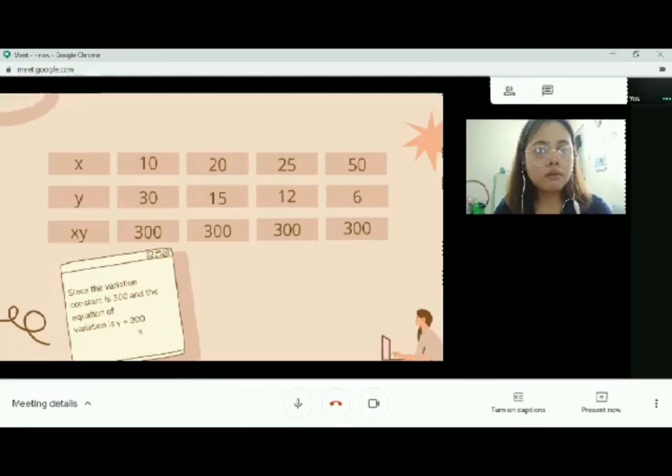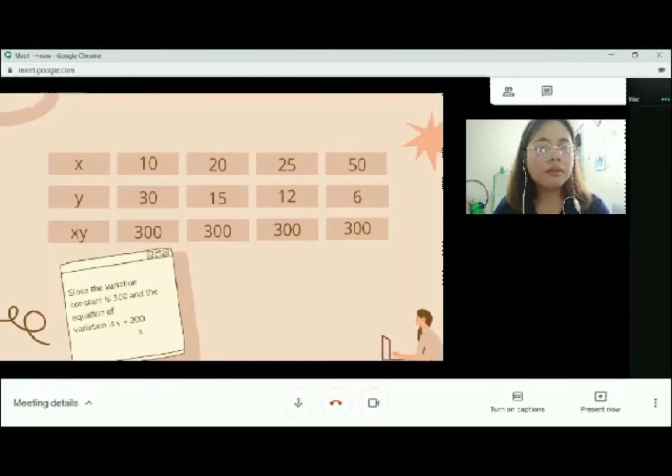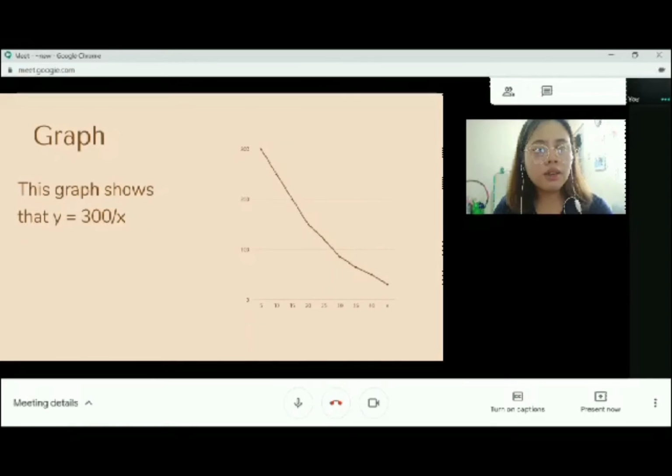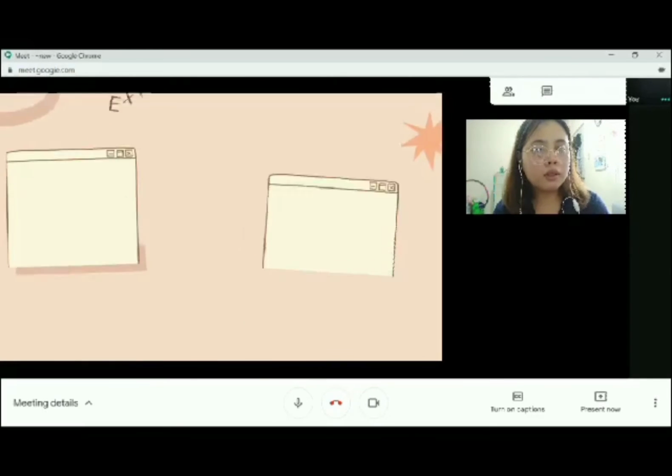Since the constant of variation is 300, the equation of variation is y equals 300 over x. Okay, very good. Let's proceed to the next slide. And this graph shows the illustration of y equals 300 over x. Okay, understand, class? Yes, ma'am. Okay, let's proceed to example number 2.